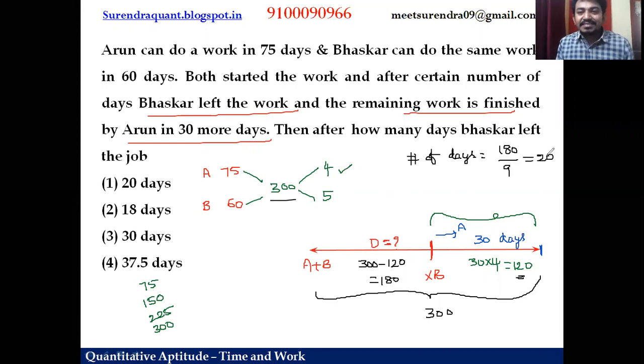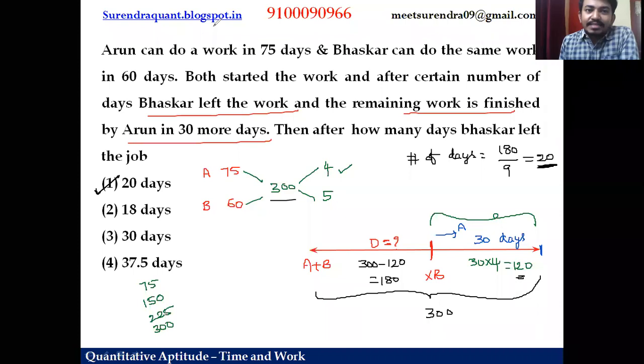That means what, friends? A and B work for 20 days and then B left the work, Bhaskar left the work, which means they work for 20 days. After 20 days, Bhaskar left. The answer is option 1. So this is quite simple to argue in terms of simple integers. So that's the reason I am avoiding the fractions. Please don't try to solve in fractions.